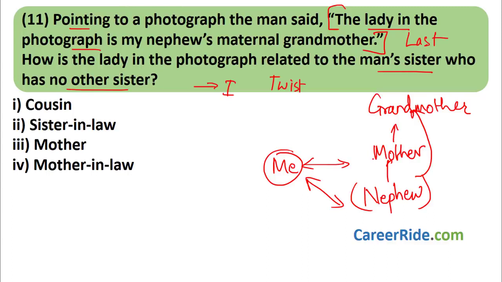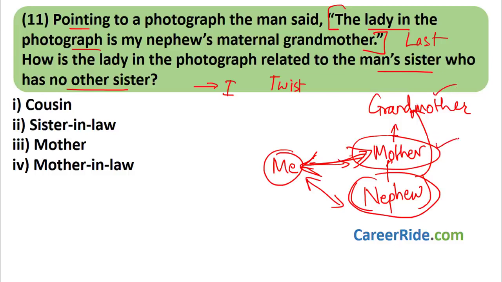Now here they have given the relation between the lady in the photograph and the man's sister. That means my sister who has no other sister. So here we have to assume that I am directly related as a brother to the mother of my nephew. That means this is my sister, and I have no other sister, right? So this is my sister and he is my nephew. What is the relation between the lady in the photograph and my sister? They are nothing but mother and daughter. So the lady in the photograph is the mother of the man's sister. See how easy it is.